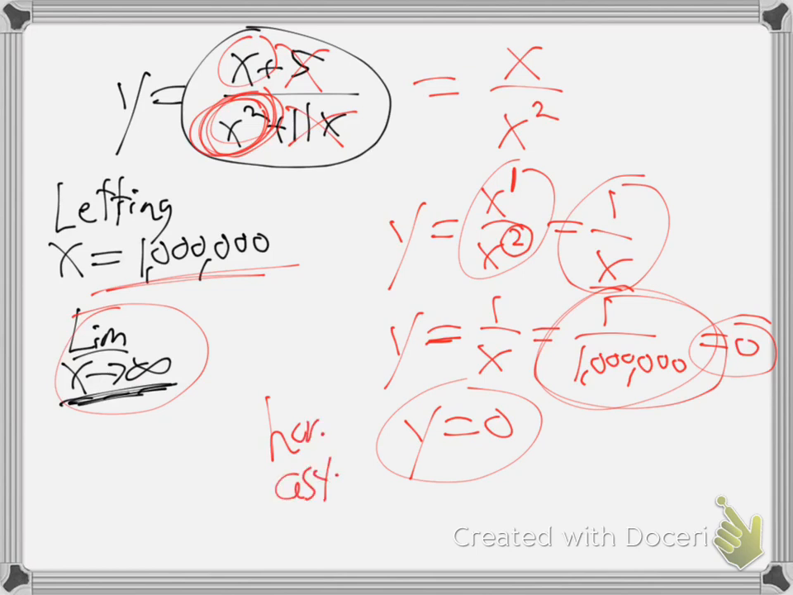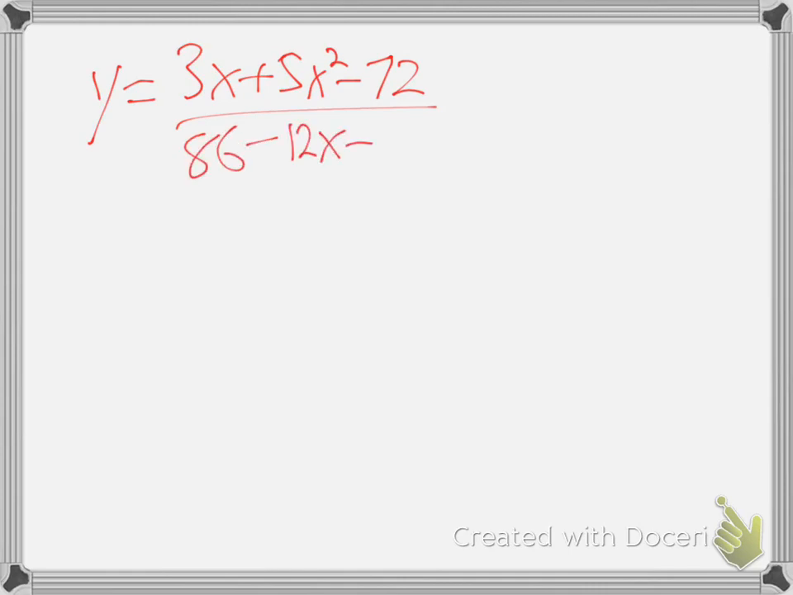Horizontal asymptote y equals 0 because the bottom is more powerful. So you head off to the right forever. It'll dominate. It'll bring the graph down, flatten it to be 1,000,000th, which is 0. Now, let's do another case. What if you had something like 3x plus 5x squared minus 72 over, I don't know, 86 minus 12x minus 7x squared? Okay, same kind of thing.